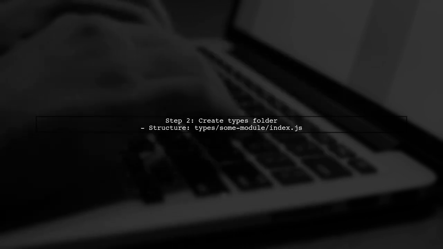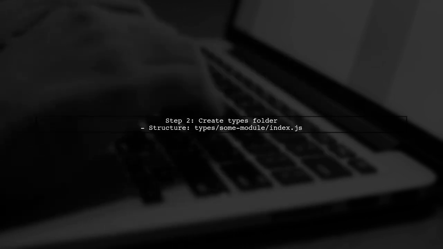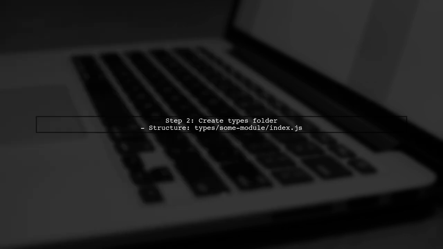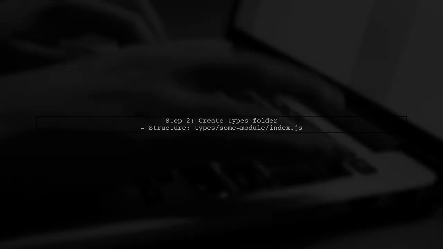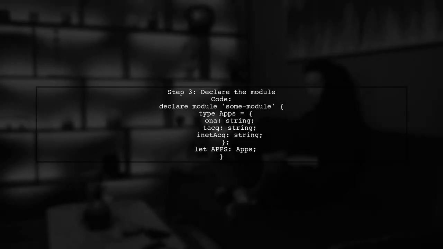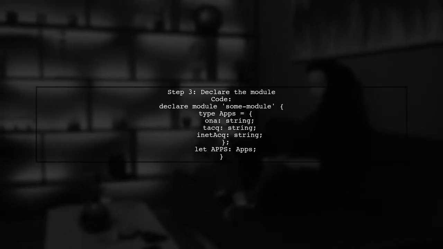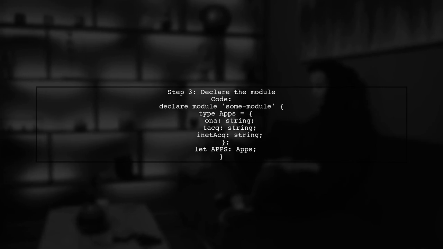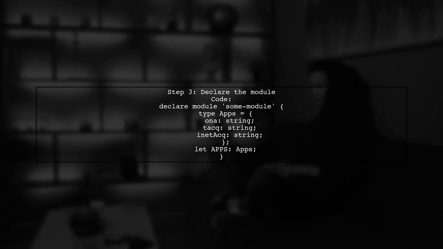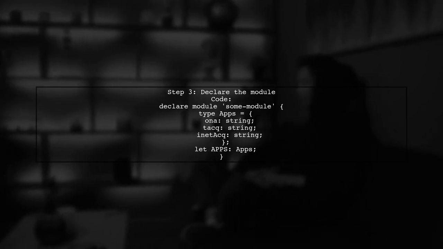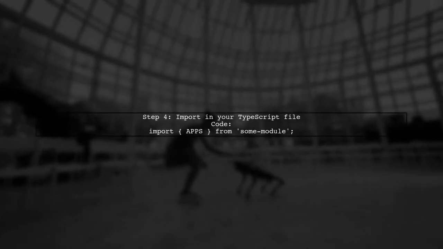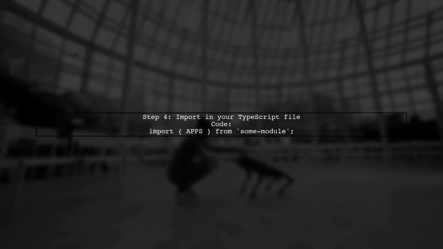Inside, replicate the module's folder structure, creating types/modules/index.js. In the index.js file, declare the module and define the types. For example, create a type for apps with the necessary constants. Finally, you can import the module in your TypeScript files with proper typings.